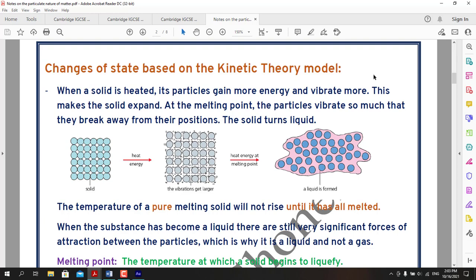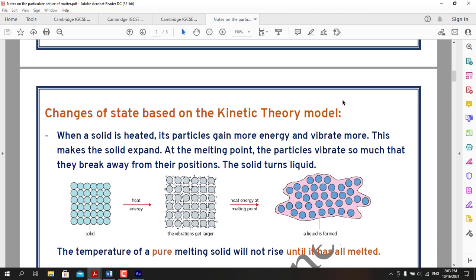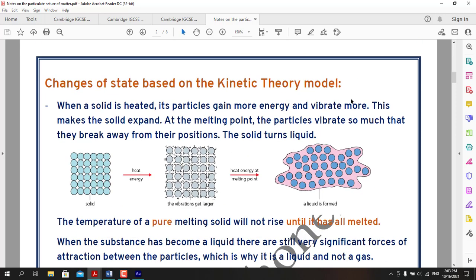So, we have a solid and we want to change it into a liquid, or we have a liquid and we want to change it into a gas, or we have a gas that we want to change into a liquid, and a liquid we want to change into a solid. So this is basically the change of state, but we're going to explain that using the term particles.